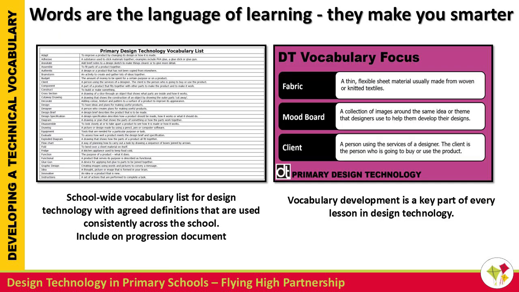A vocabulary list can be downloaded from the Primary DT website as the basis for schools' development of their own technical vocabulary list. Every lesson from each unit of work in the Primary DT scheme of work begins with a vocabulary development session focusing on 3 words from the vocabulary list that are related to the learning content for the lesson.